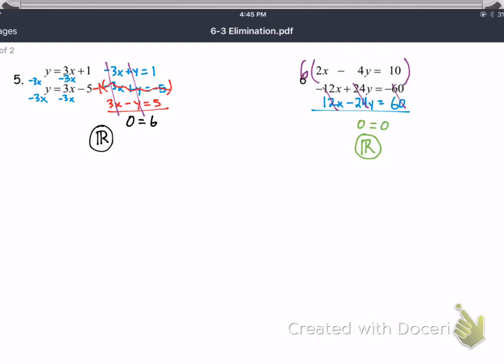I wish there was a way to re-record some things, because I just recognized that number 5, I made the wrong conclusion. 0 is clearly not equal to 6, and that's a very wrong statement. So this is going to be a no solution. But number 6, when I do everything, we get 0 is equal to 0, and so that's why my final conclusion is all real numbers.